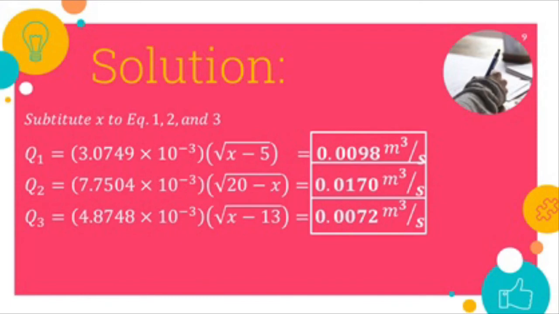And lastly, for the Q sub 3, 4.8748 times 10 raised to negative 3 multiplied by the square root of 15.2 minus 13, and the final answer is 0.072 meter cube per second.